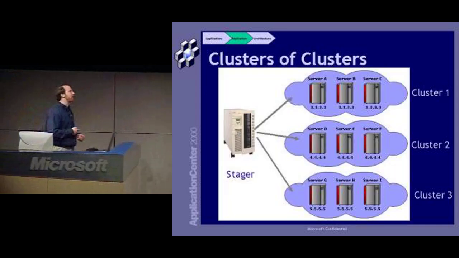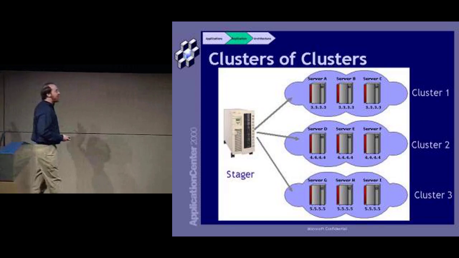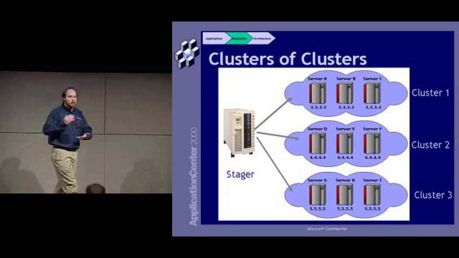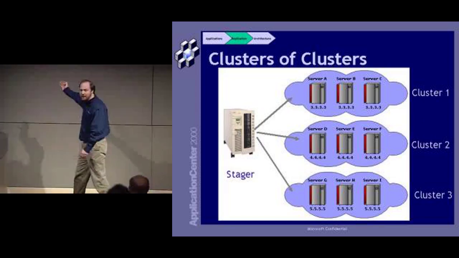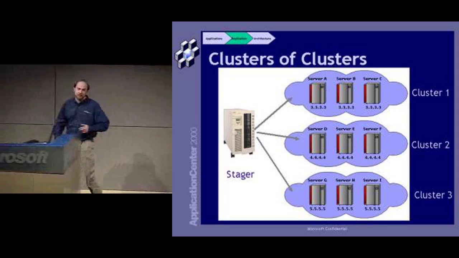And here's just a diagram to illustrate my point again. You have a stager, and that stager can push out to 2, 3, 4 clusters. And that one stager then controls the content on all these machines, and it's in one place, which is really, really handy.